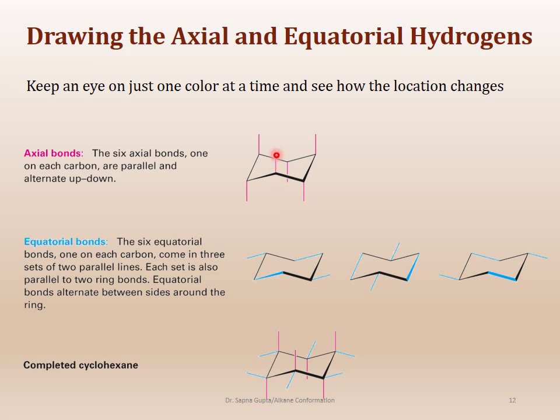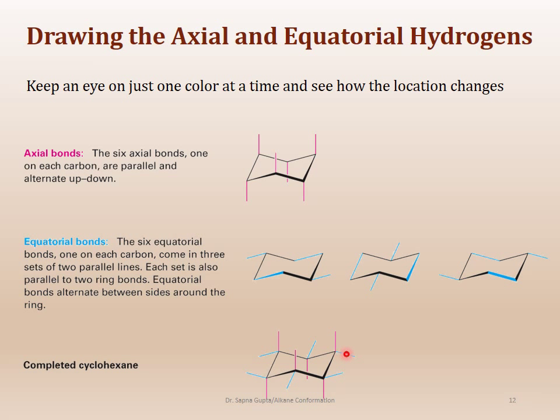The next one up, the next one down. So it's always one up, one down, one up, one down. That's how it is. The same thing goes for equatorial bonds. Sometimes it's a little bit hard to see, but again, if you see these two carbons right at your eye level, you will see it. Okay, and that's when you will see that these bonds are not exactly horizontal.